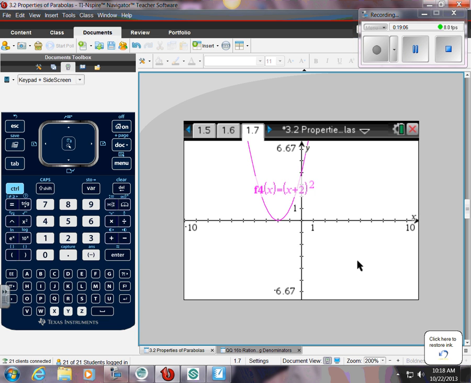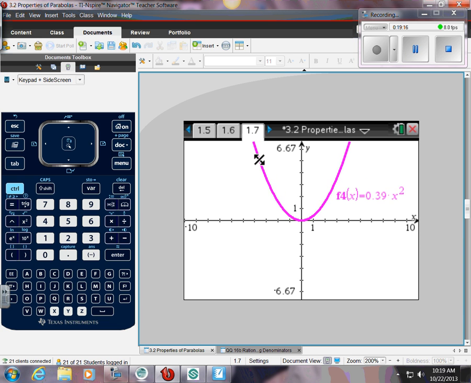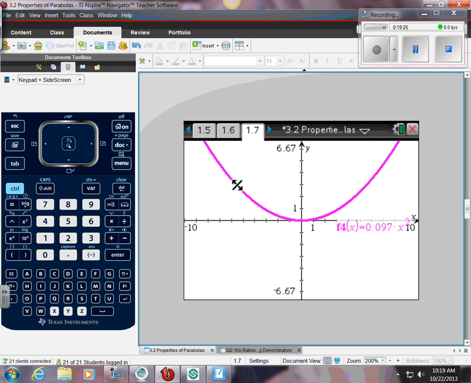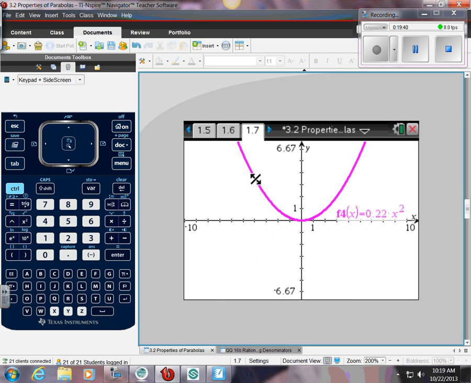Okay, so I'm going to change this back to my parent function. There's my parent function, right? I'm going to grab up here, and I'm going to move this. Do you see what's happening to that value of a? When a gets smaller, what's happening to my quadratic? It's wider. A gets bigger? It's getting narrower, right? How about when it's negative? It's upside down, right? So this has a maximum.